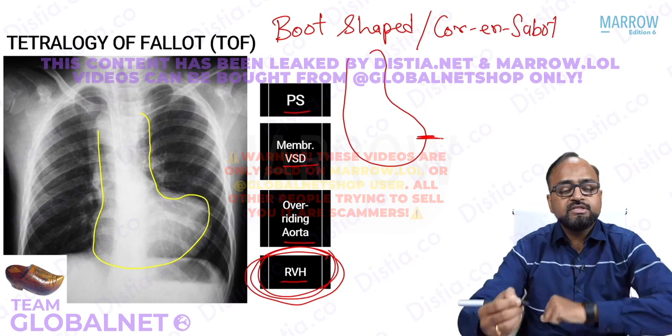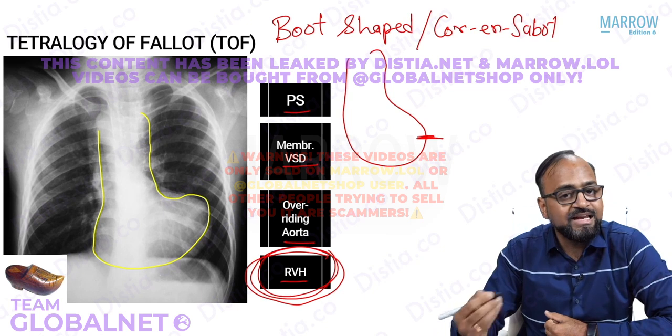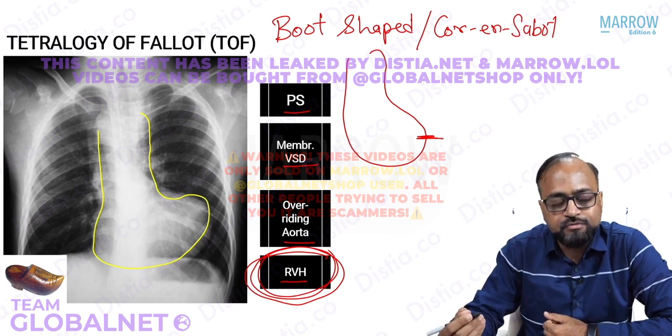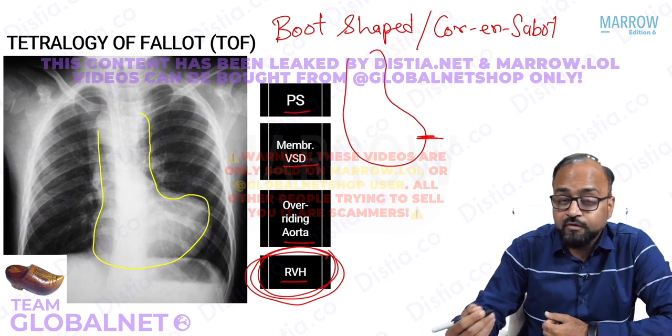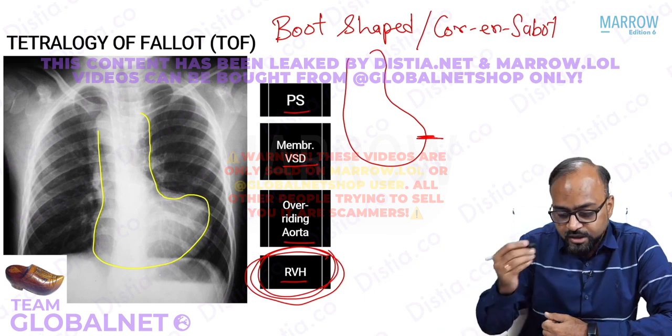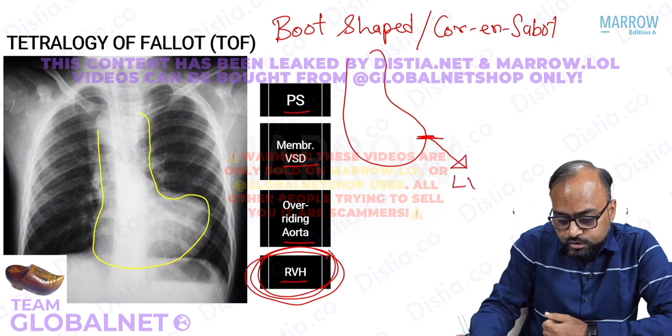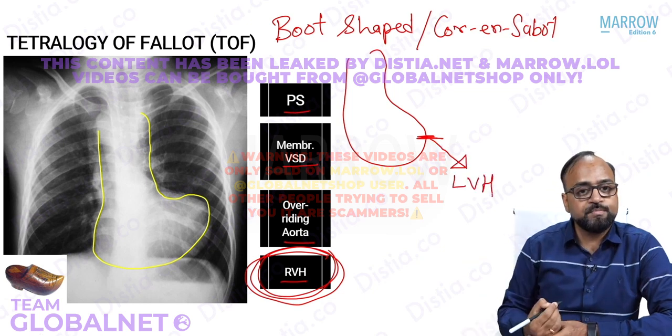Now, whenever there is cardiomegaly in adults, the commonest cause of cardiomegaly in adults is LVH, left ventricular hypertrophy, secondary to systemic hypertension. Whenever there is LVH, it causes cardiomegaly. But how does it cause cardiomegaly? It causes a shift in the cardiac apex, downwards and outwards in LVH like this.